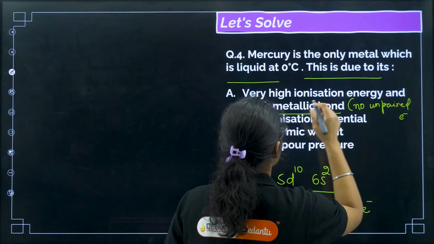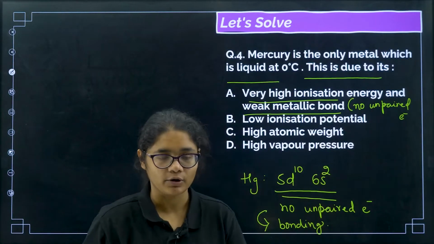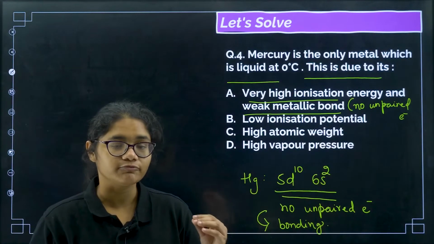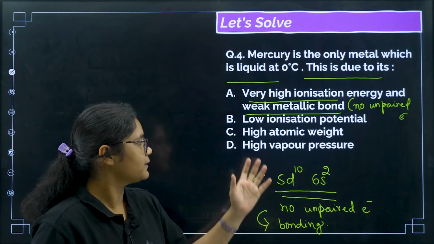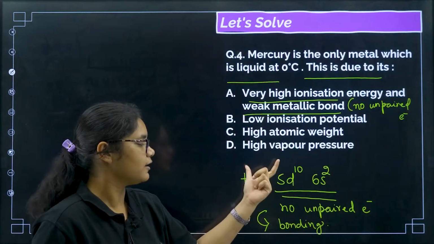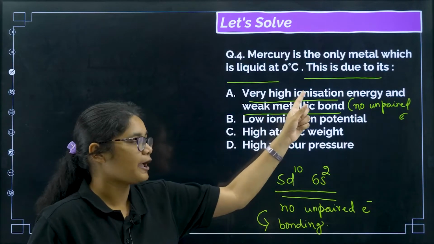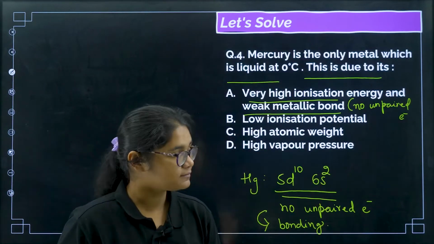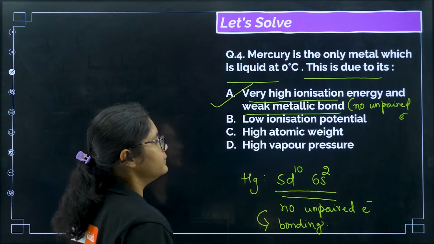It also has very high ionization energy. This is a completely filled d orbital, a very stable electronic configuration, so removing one electron here will be very, very difficult. It has a very stable electronic configuration and high ionization energy. Because of these two reasons, it exists in the liquid state. So the correct answer is option A.